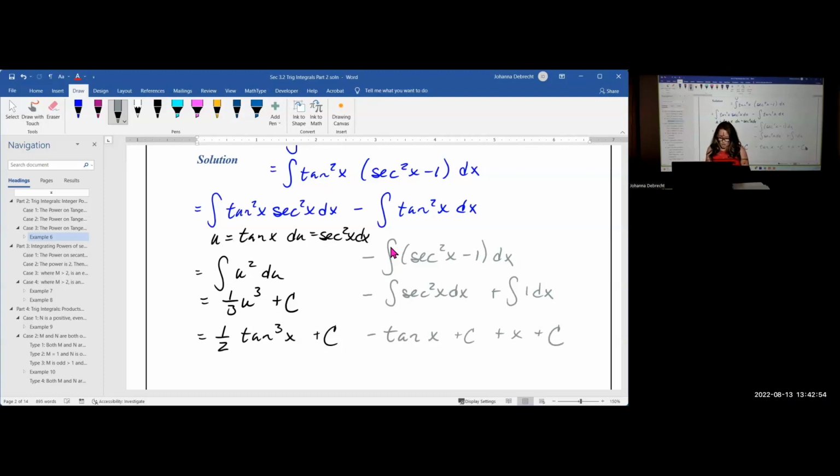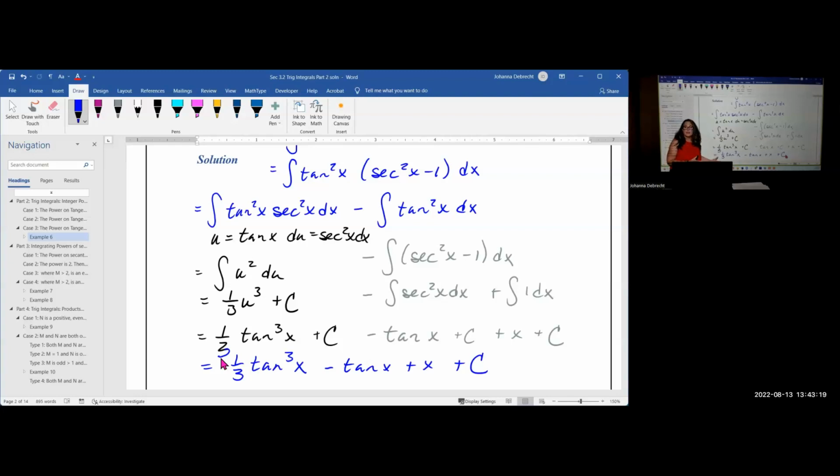Now let's roll all of these constants together, and then we come up with our final solution. Oops, my 2 turned into a 3 somehow. I didn't quite finish drawing it, did I? So this becomes 1/3 tangent cubed of x minus tangent of x plus the constant that gets rolled in from all of them, right? And that's how we integrate a power of tangent that's greater than 1.